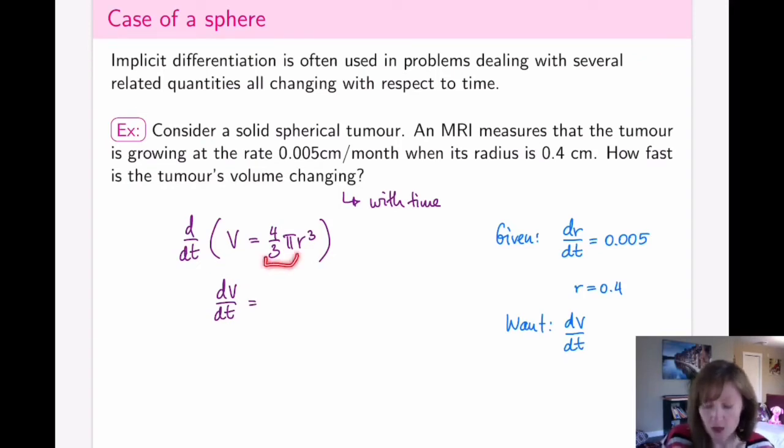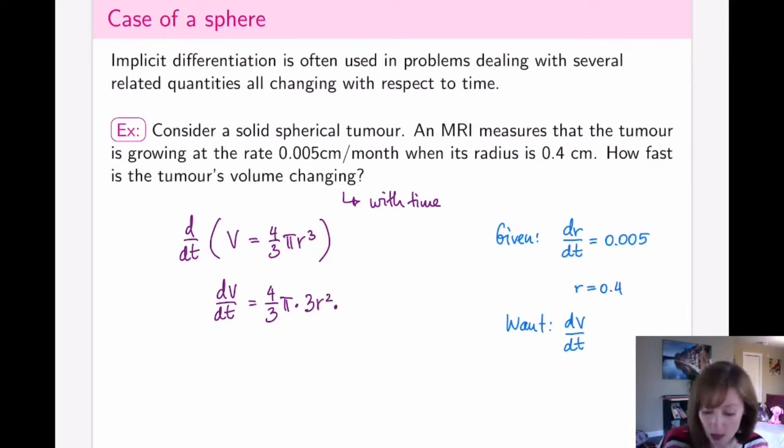So 4/3 pi is a constant. I don't need to take a derivative of it according to the constant multiple rule. I can take that and keep it. I just need to take a derivative of r cubed. So r cubed, the outside function is the cube. So I take the derivative of the outside function first, 3r squared.